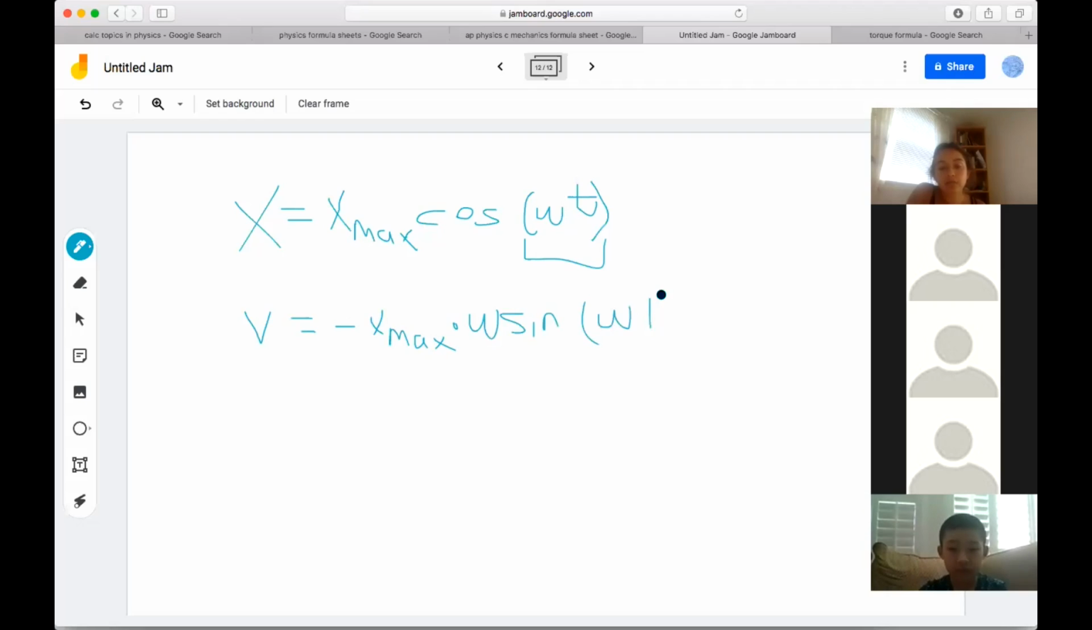And now let's say we want to take the acceleration. We're just going to take the derivative again. So we know that we have w in here that is going to have to pull out again. So w times w is w squared. And we know that the derivative, we still have the x max, so we can keep that.